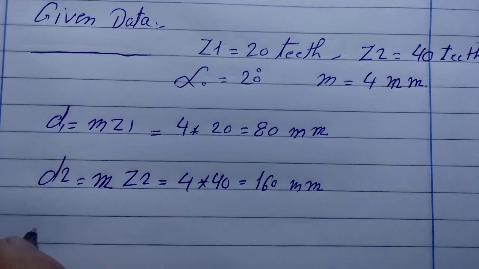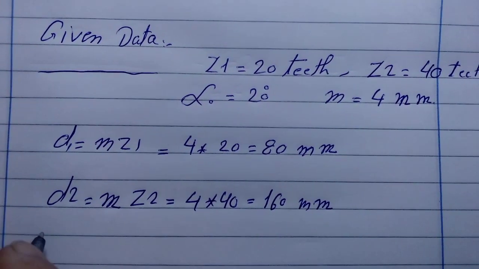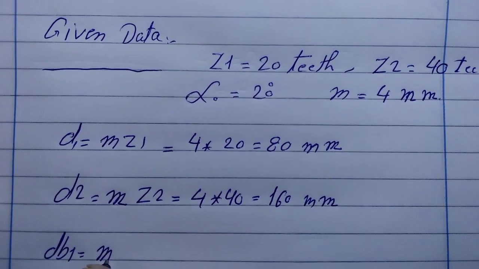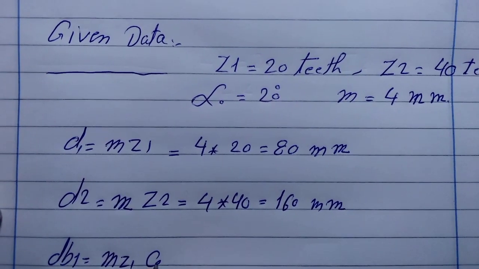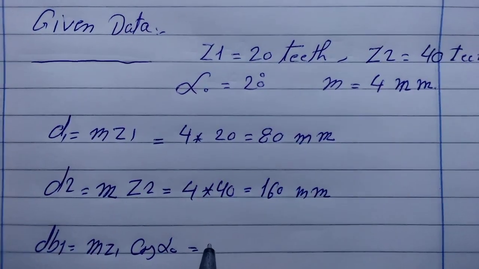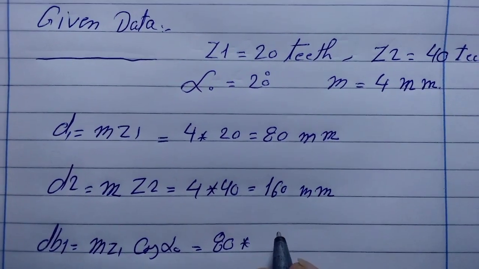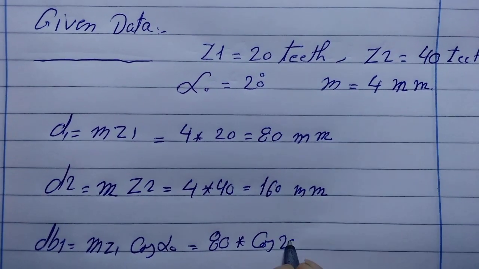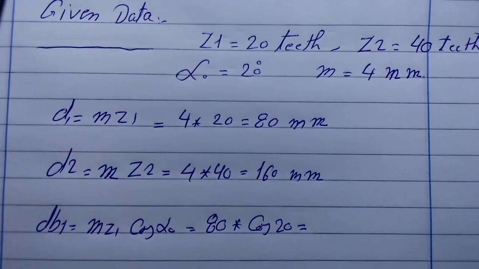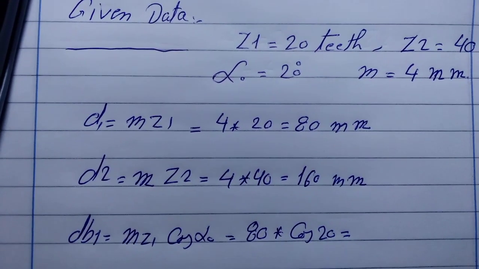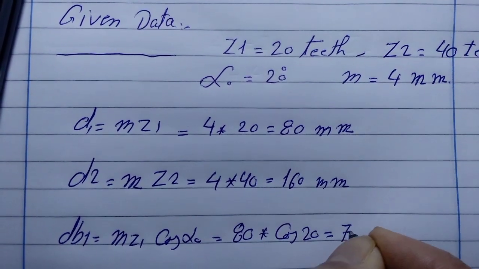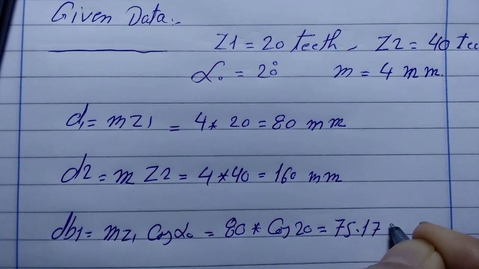Okay, now we need the base circle. DB1 is equal to M Z1 cosine alpha naught. M Z1 is equal to 80 millimeter, so 80 millimeter multiplied by cosine 20 is equal to 75.175 millimeter.